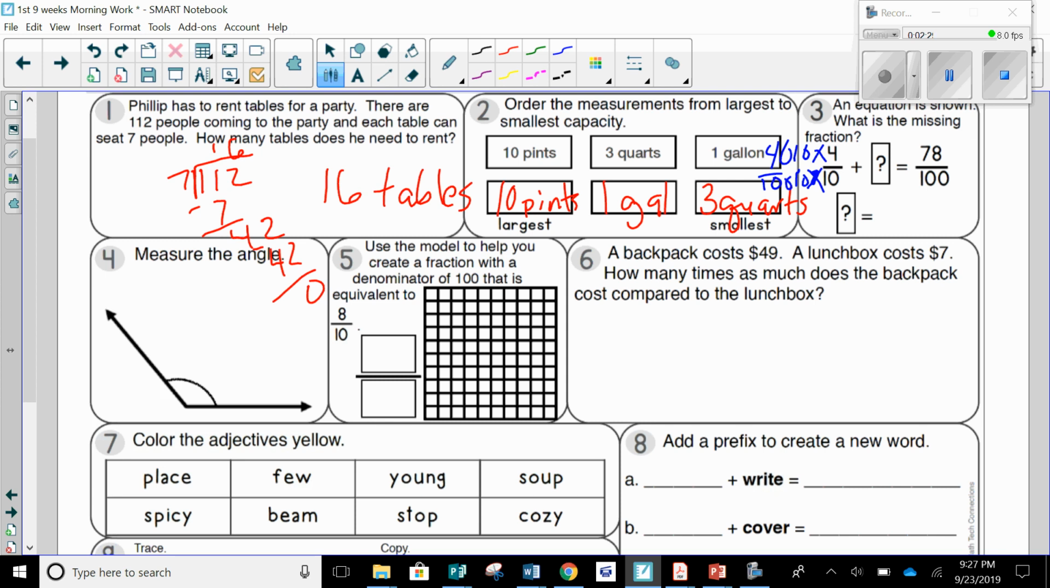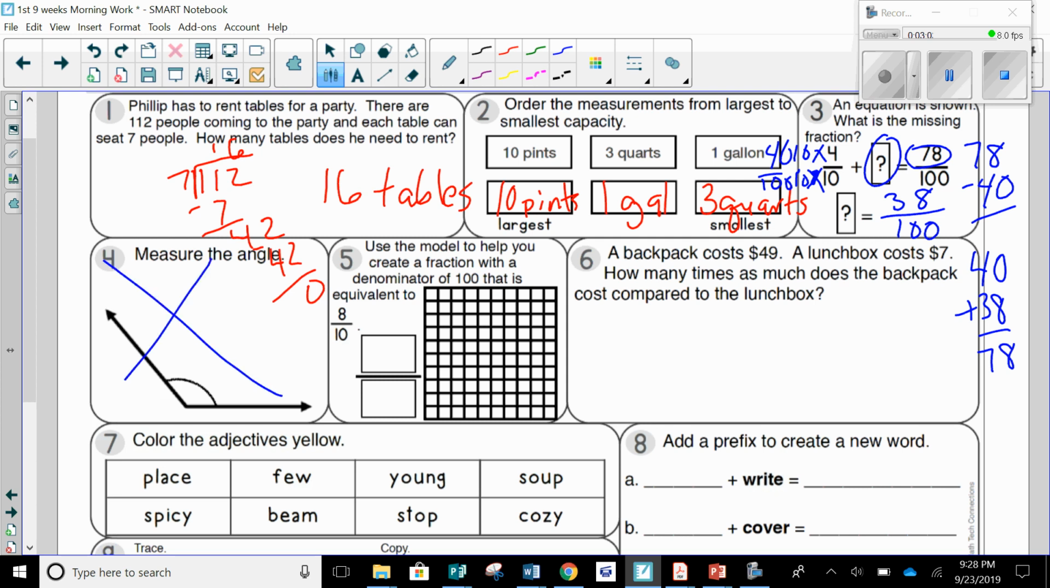Okay, then I'm going to take my 78, subtract 40, and that is going to be 38. And I'm going to put that back over my 100. So that equals my missing fraction there. And you can check that by just taking 40 plus 38, and that's going to give me 78, which is the answer. Okay. We are not doing number 4 because not everyone has a protractor at home. So we'll talk about that in class.